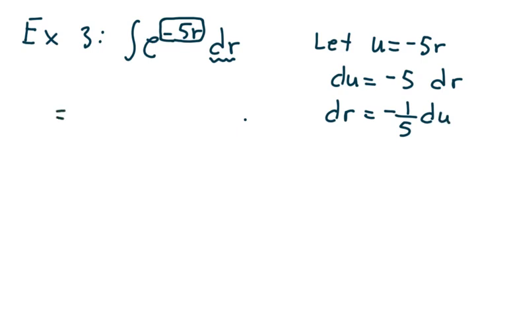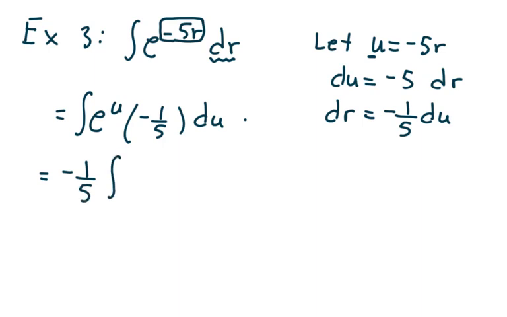And so when I go to make my substitution, I'm going to replace negative 5r with u. So I get e to the u times negative 1/5 du. And I'm going to move the negative 1/5 to the outside, and take the integral of e to the u du.